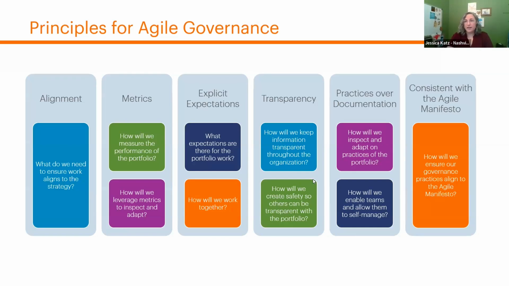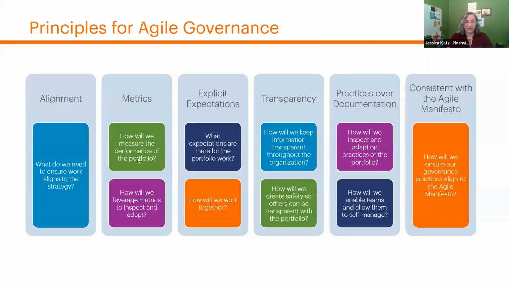Transparency is critical. One of the factors of being able to make decisions and being self-managing is I have to have all the information necessary to make a good and informed decision. So transparency is really critical. And we're going for practices over documentation. So how will we inspect and adapt on practices of the portfolio? So what's the portfolio doing? How are they working? How will they inspect and adapt? And how will we enable teams and allow them to self-manage? We don't have to document everything. It can be just a way of working, and that's okay too. And then we want to make sure we stay aligned with the Agile Manifesto. So that's the idea around Agile governance.